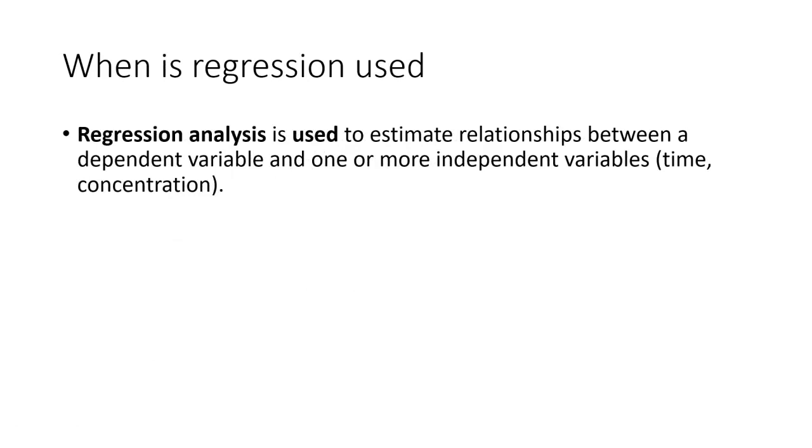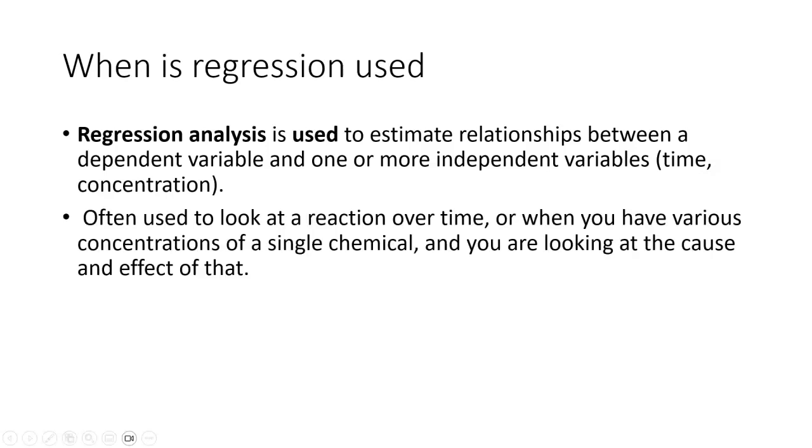Regression analysis is used to estimate relationships between a dependent variable and one or more independent variables. Independent variables, like we said, are things that we change. Time is one because we have an increasing growth over time. We may look at concentration of something in the soil and many other sorts of things. We use regression to look at reactions over time or over a gradient. I keep on stressing time because when you're doing this, you're looking at a control.